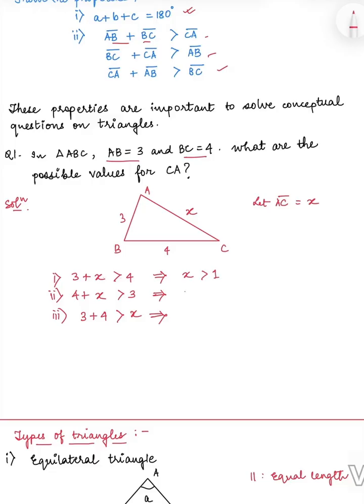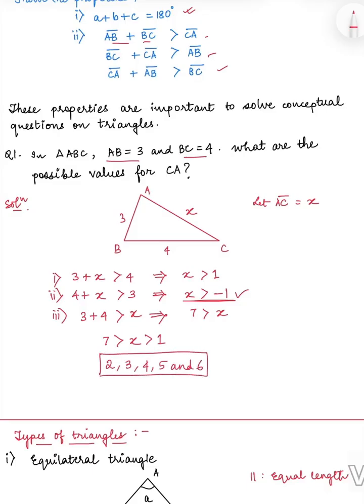From here we will get that X is greater than minus 1, and from here we will get 7 is greater than X. Now this will always be true. So combine them: 7 greater than X greater than 1. So what are the possible values? It must be 2, 3, 4, 5 and 6, right? So these 5 values can be possible for CA.